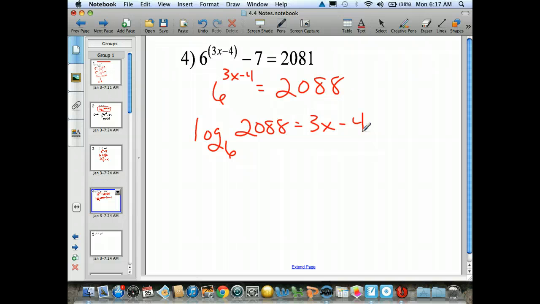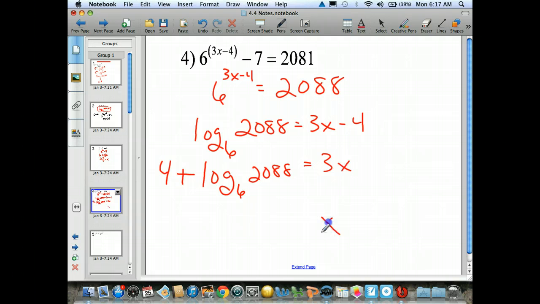So we need to add 4 and then divide by 3. So we end up with log base 6 of 2088. I'm going to put the 4 plus out in front of here so you don't get tempted to add the 4 to the 2088 inside the log. That equals 3x. And then finally, x is equal to 4 plus log base 6 of 2088 divided by 3. And we're done.